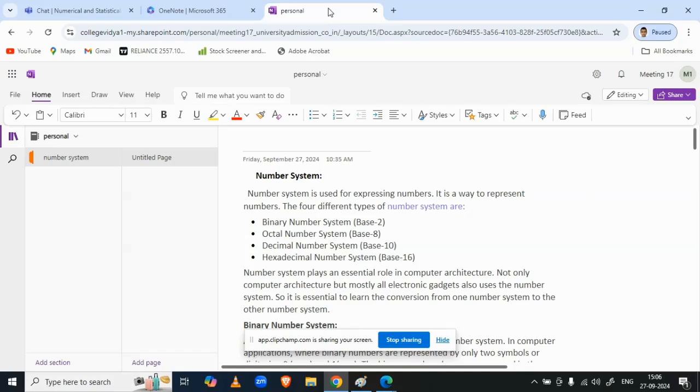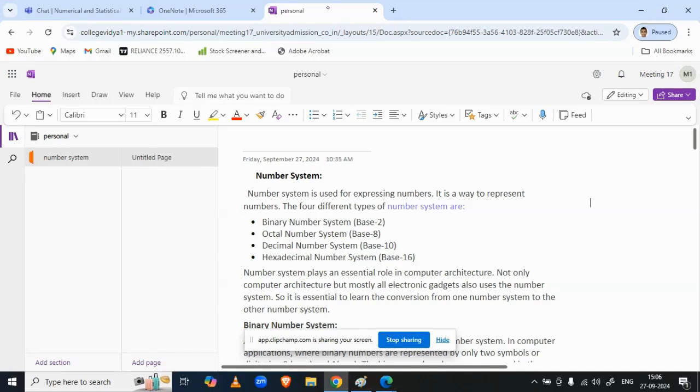System is used in digital electronics. You have to study it in the digital electronics subject in computer network. So here we will discuss the number system. First of all, we will discuss what we mean by number system.